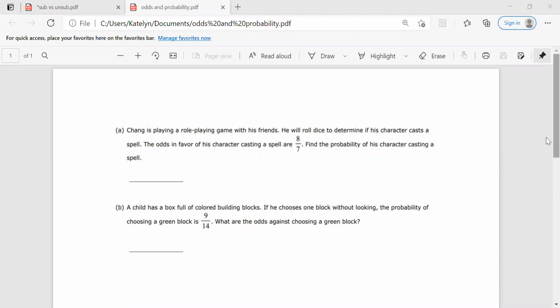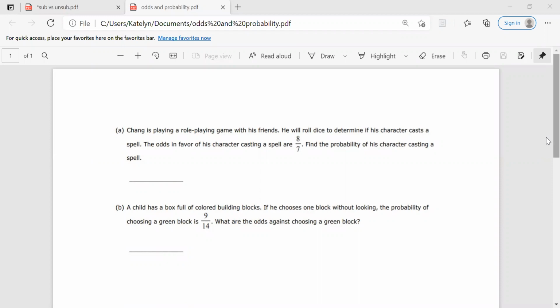Okay, so you could see a problem like: Chang is playing a role-playing game with his friends. He will roll dice to determine if his player casts a spell. The odds in favor of his character casting a spell are 8/7. Find the probability of his character casting a spell.